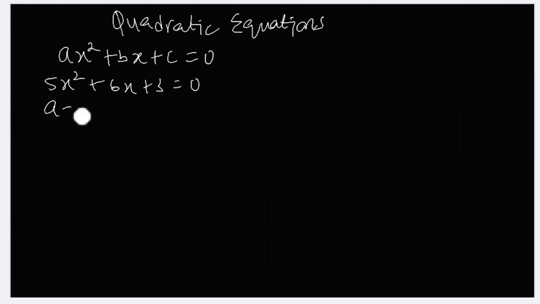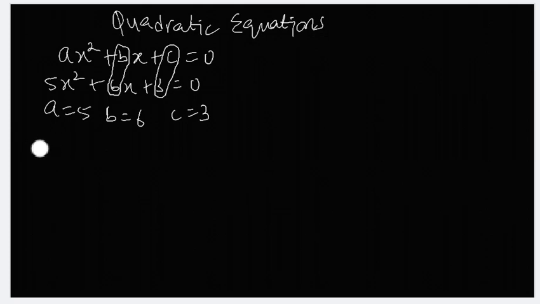Where a here represents 5, b here represents 6, while c here represents 3. C is equal to 3.